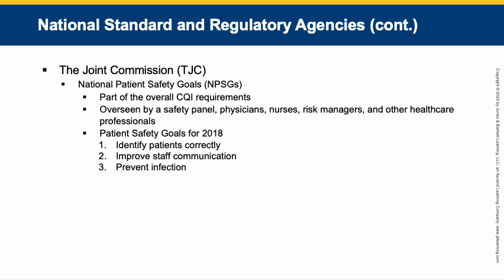The 2023 NPSGs for clinical lab are listed below. Identify patients correctly. This means, and you need to take notes on this, identify them by using at least 2 ways to identify your patients. For example, you can use the patient's name and date of birth. One thing you definitely need to make note of, though, is the patient's room number or physical location absolutely cannot be used as an identifier.